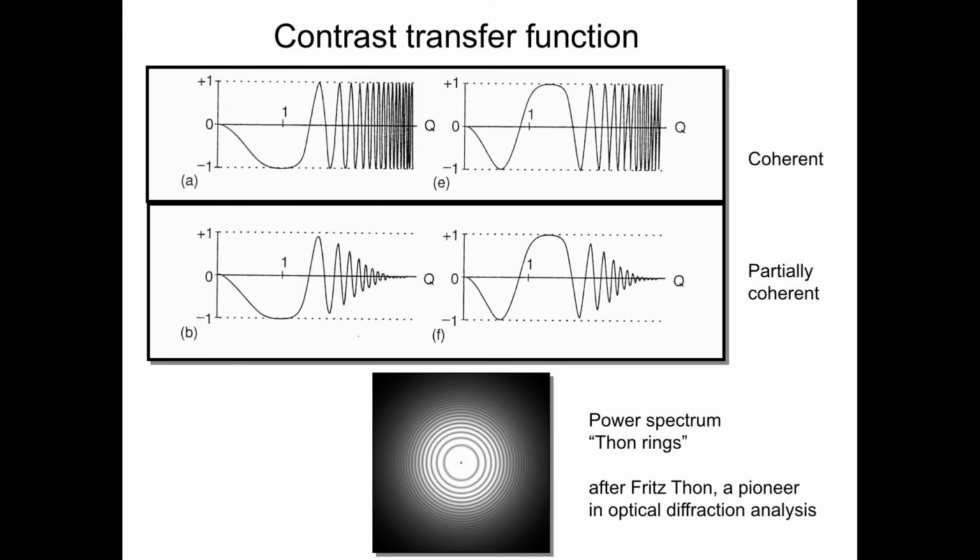And here we have, for the same settings, a comparison between coherent and partially coherent situation. So they are different by the effect of the angular envelope function. So the power spectrum, it's called Thon rings after Fritz Thon, who was a pioneer in the use of optical diffraction analysis, or nowadays we would do a Fourier transform and look at it.